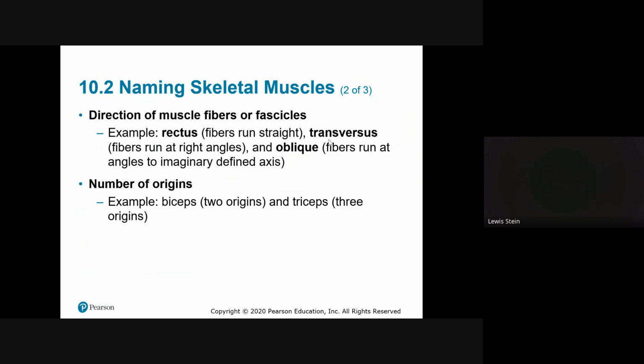relatively weak comparatively. It comes across almost like a belt, but a rather thick belt. Okay. And these are straight. Transversus runs perpendicular to it, at right angles to it. The obliques run at an angle. So you have external obliques, which are the strongest of all the muscles, and internal obliques.